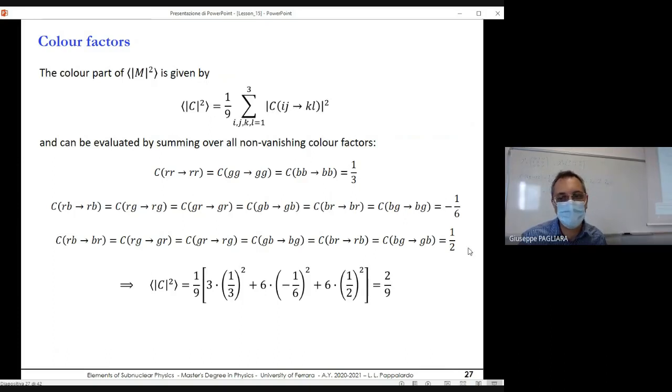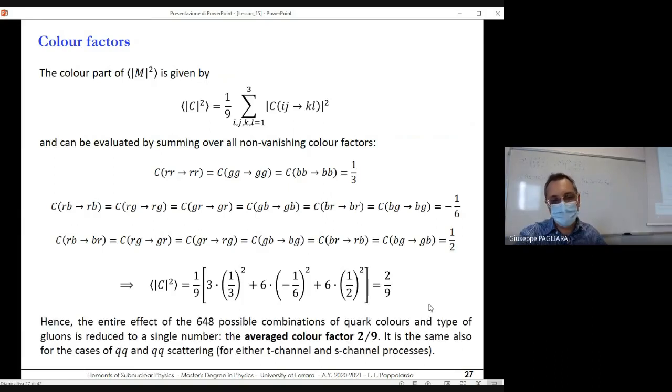Now, we have already calculated the color factors for all the relevant cases. We have 3 times the value 1/3, 6 times the value minus 1/6, and 6 times the value 1/2. When you put everything together into the sum, at the end you get 2/9. So things that were extremely complex end up with a simple number, 2/9. The entire effect of these 648 possible combinations of quark colors and gluon exchange results in an average color factor of 2/9. This is the same for quark-antiquark, for antiquark-antiquark, and for each channel. Doesn't matter. 2/9. So easy.